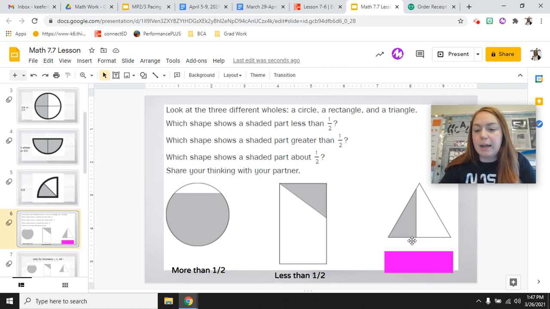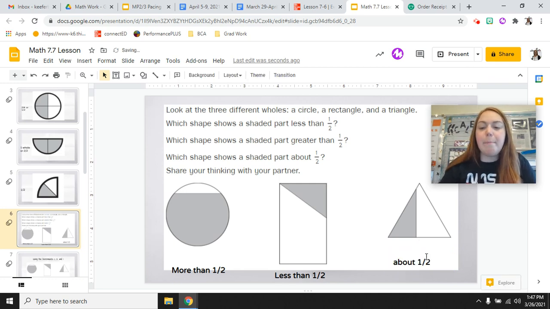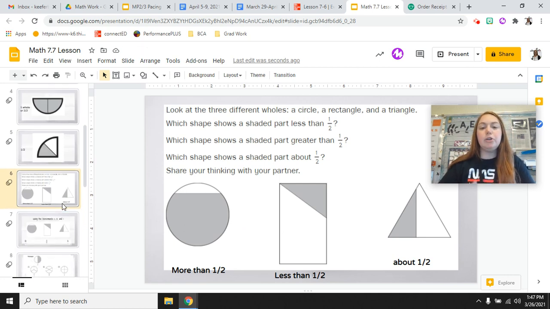And now we have our triangle. Our triangle would be about half. It's not quite half, but it's about half. So how we're going to use these different shapes and the idea of half, whole, 1, 0, is we're going to use those in relation to benchmarks. So what we're going to do is compare fractions on number lines by thinking about their location on the number line in comparison to the benchmarks half, 0, and 1. So we can easily tell when it's halfway, we can tell when it's more than half, we can tell when it's less than half. So that's going to help us compare fractions using those different benchmarks.